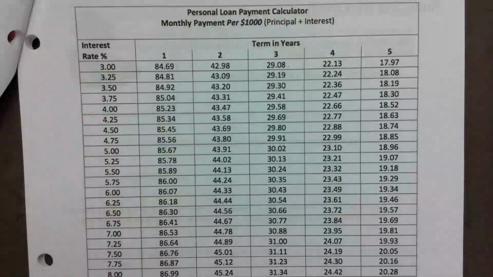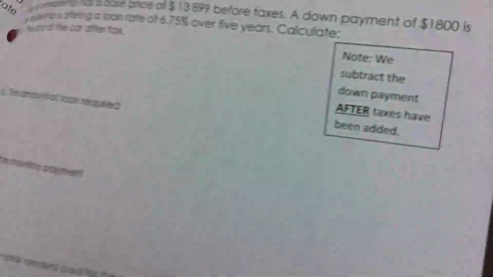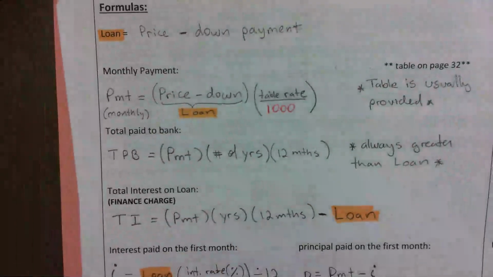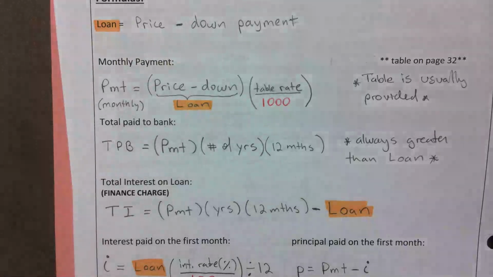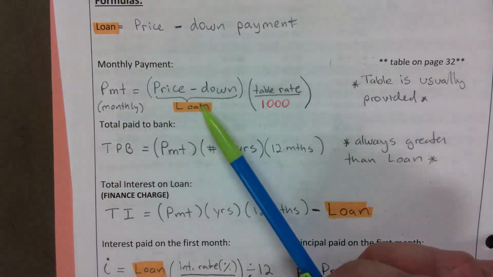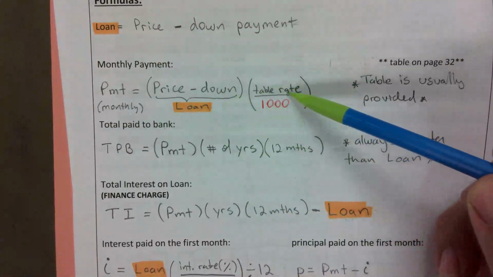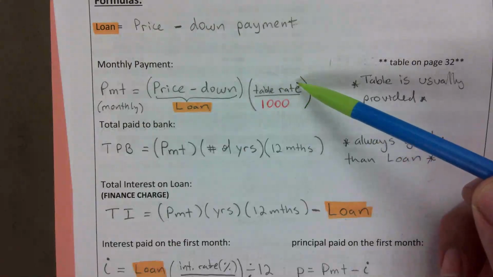And more importantly, let's go to page 27. The formula is probably the best way, if you ever draw a blank, look at the formula on page 27 to figure out your monthly payment. This table rate, obviously you get that from page 32.